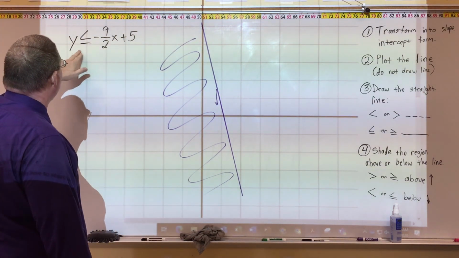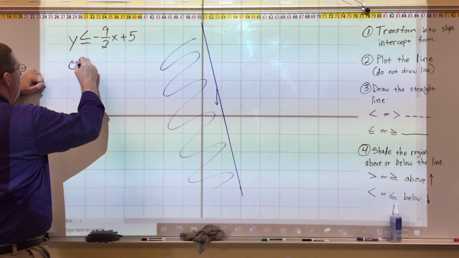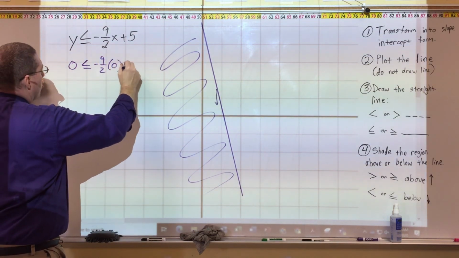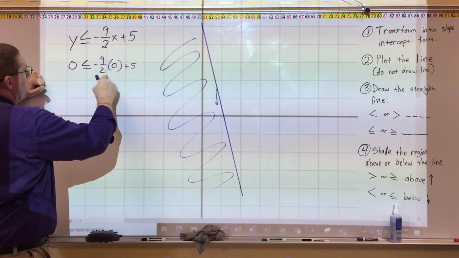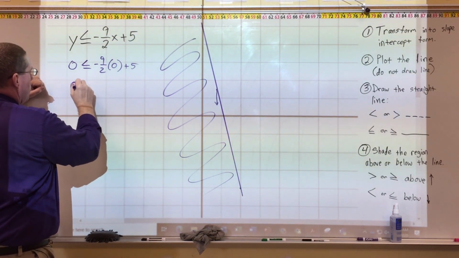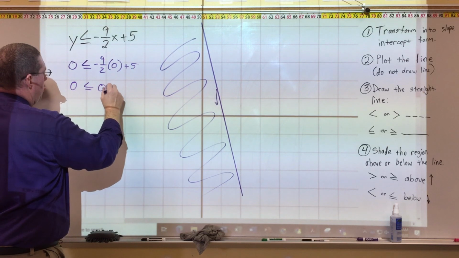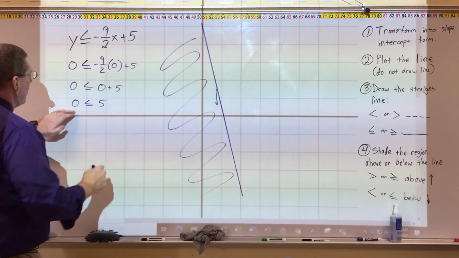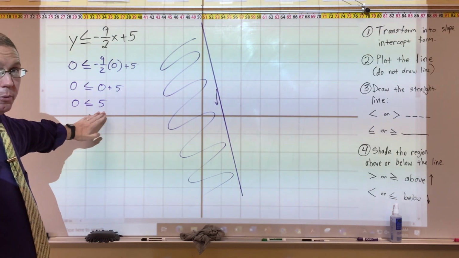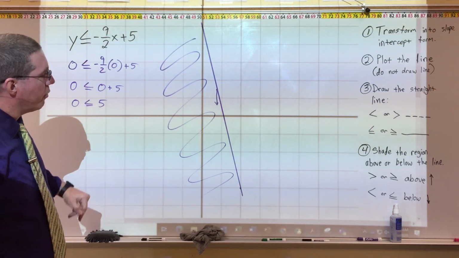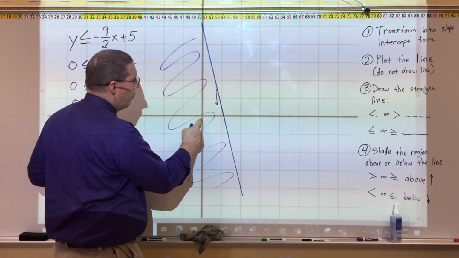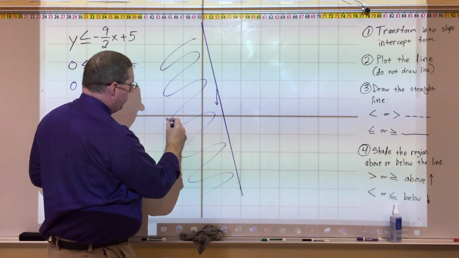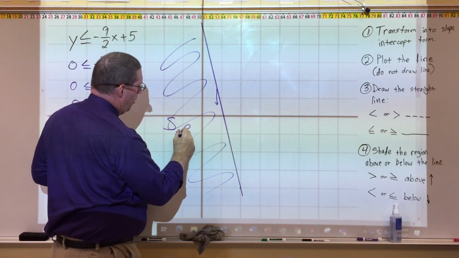So, put a 0 here and a 0 here. 0 is less than or equal to negative 9 over 2 times 0 plus 5. Negative 9 over 2 times 0 is 0. So we have 0 is less than or equal to 0 plus 5. Well, 0 plus 5 is 5, so 0 less than or equal to 5. Is 0 less than or equal to 5? Yes, it's less than 5. Therefore, 0, 0 is in the solution region, and that means that we would then shade this side over here. This is the solution region.